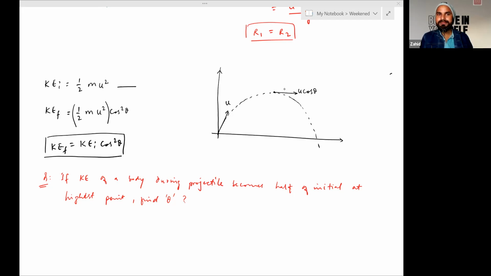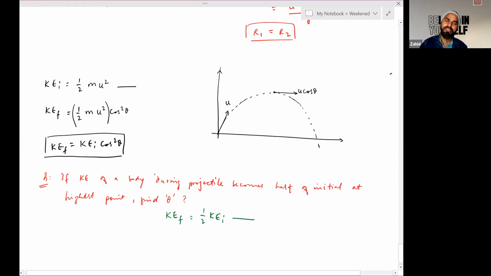Good, ma'am, Mona. In this equation, we have kinetic energy final as half of kinetic energy initial. Put this value in this above expression and try to find theta.